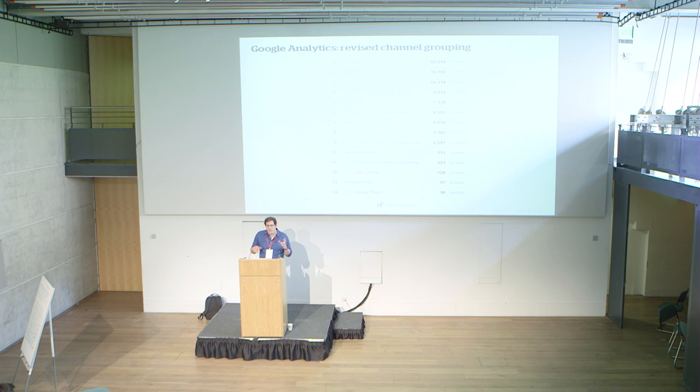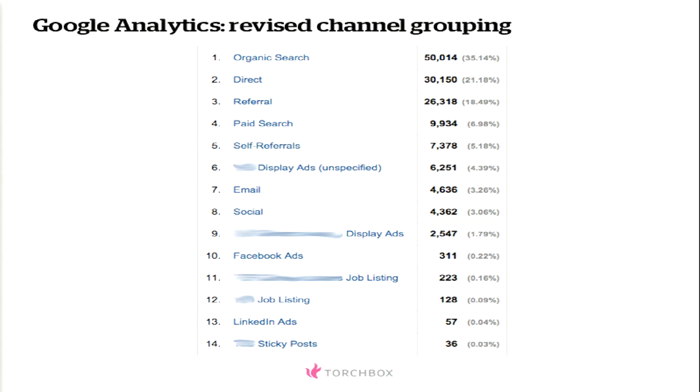But you have the ability to redefine how Google sorts different sources and mediums into buckets. And that's by creating a copy of your default channel grouping and then redefining the rules that do the sorting. So we've done this with a number of organizations now, and it's a way for them to get more granular feedback about how the different marketing channels are performing. So with this organization, we split out the paid search into display ads, into job listings on other sites, into LinkedIn ads, and sticky posts on forums and so on. So it gives you a much richer picture of how the different channels are organized.